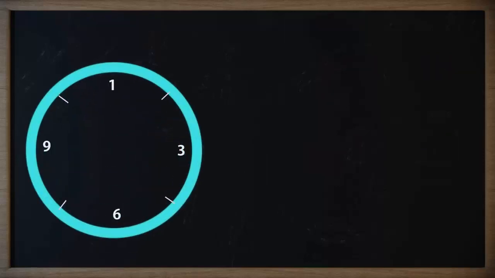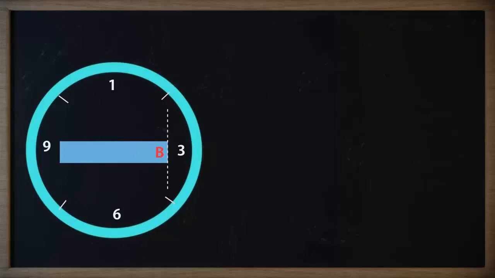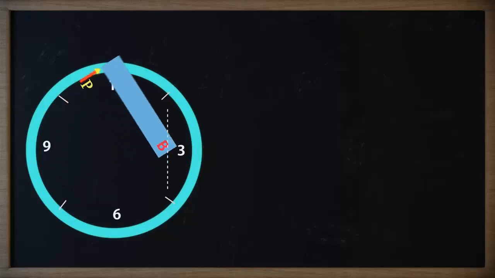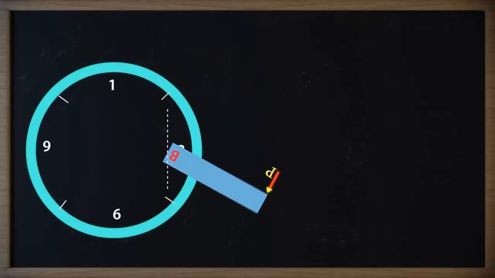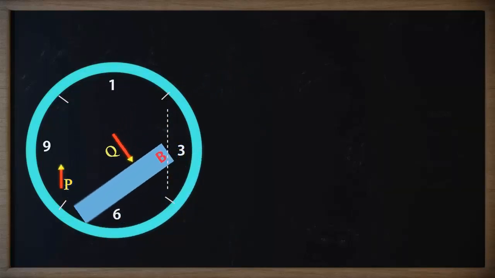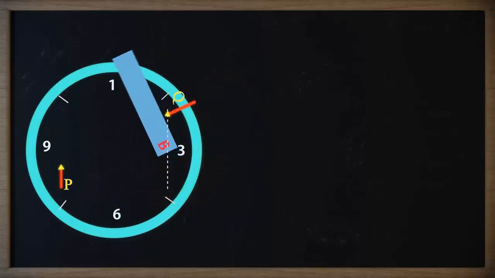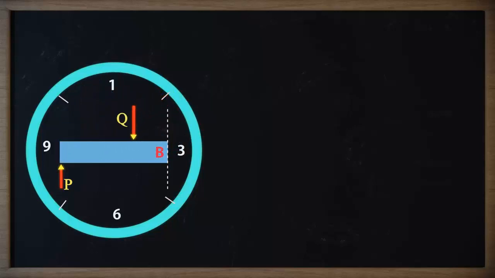Imagine our beam is kept between a clock and we are calculating bending moment at point B. Force P will rotate our beam in clockwise direction and it will be taken as positive. Similarly, force Q will rotate our beam in anti-clockwise direction, which is taken as negative.